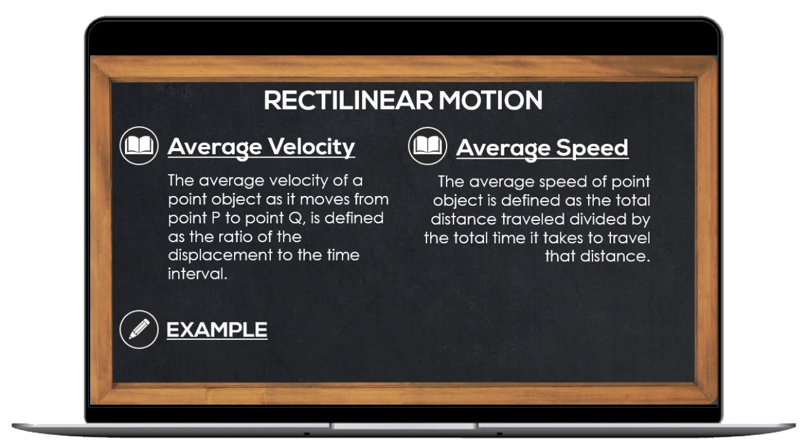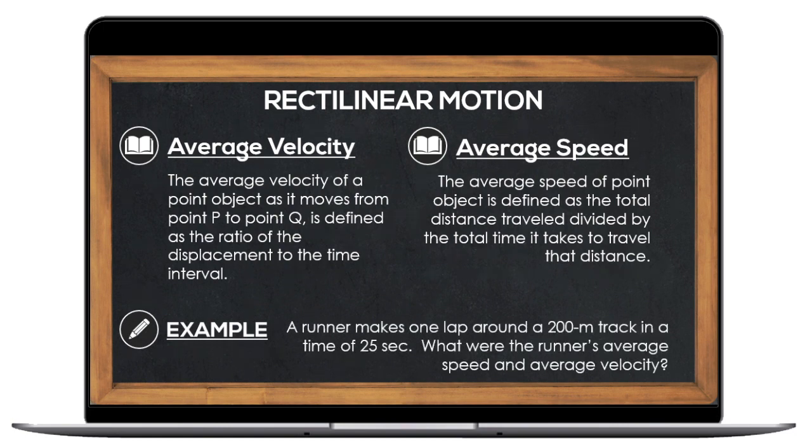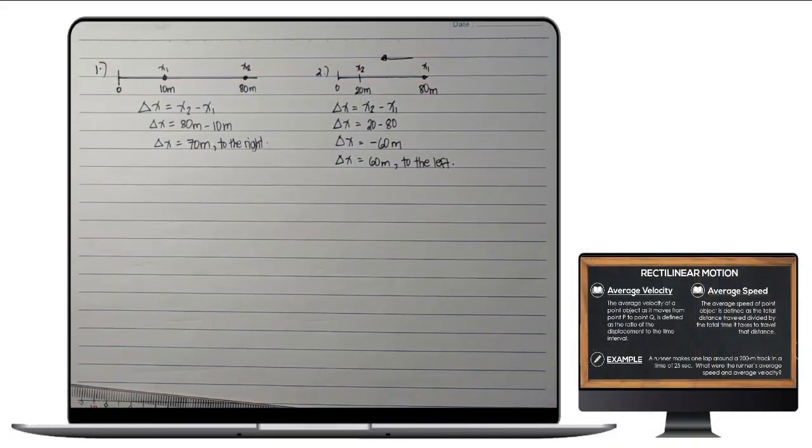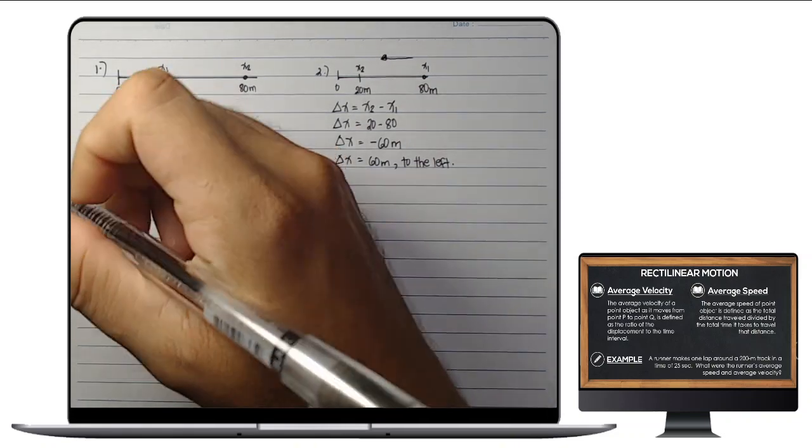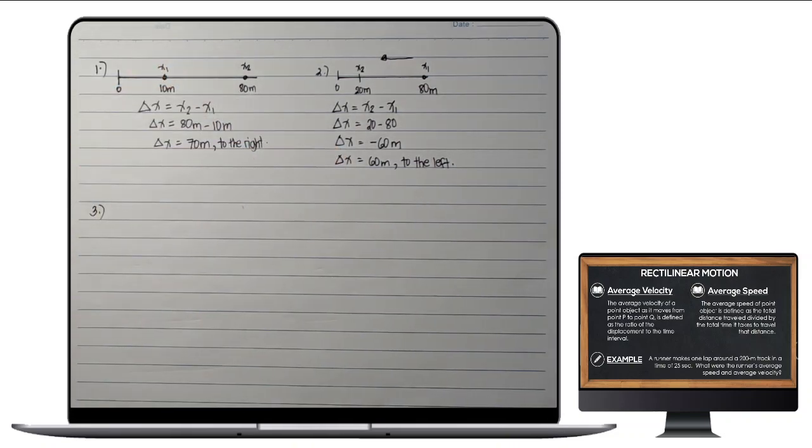So let's say, for example, a runner makes one lap around a 200-meter track in a time of 25 seconds. What were the runner's average speed and average velocity? So let's solve this problem. Okay, so for problem number 3, a runner makes one lap.